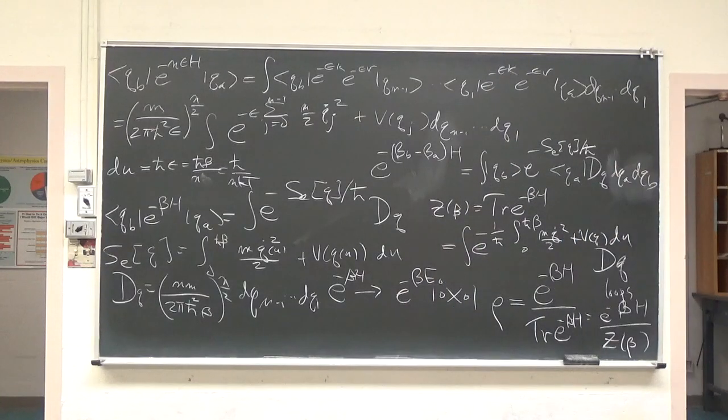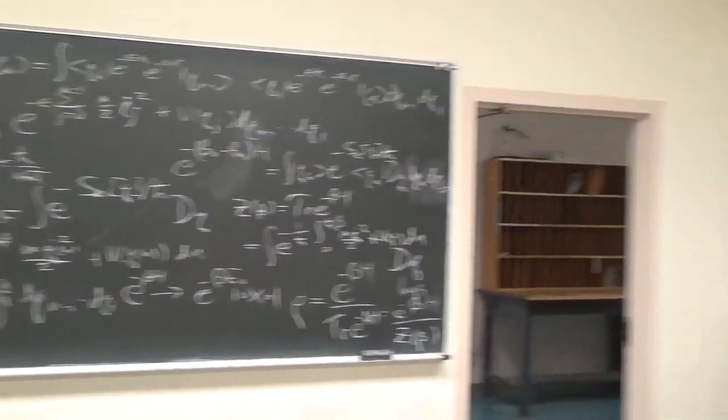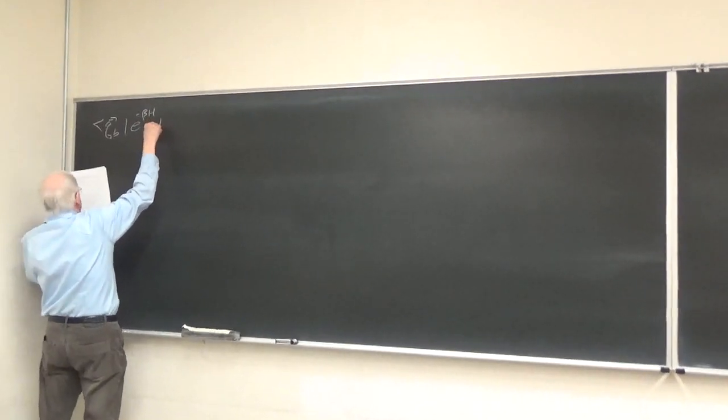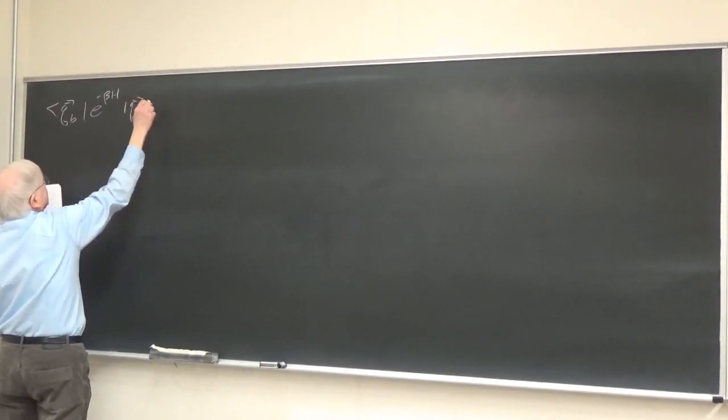I think I'll skip the next section, except perhaps to just give you the result. So, for example, Q beta in 3 dimensions, e to the minus beta h QA. This is for the case of a free particle.